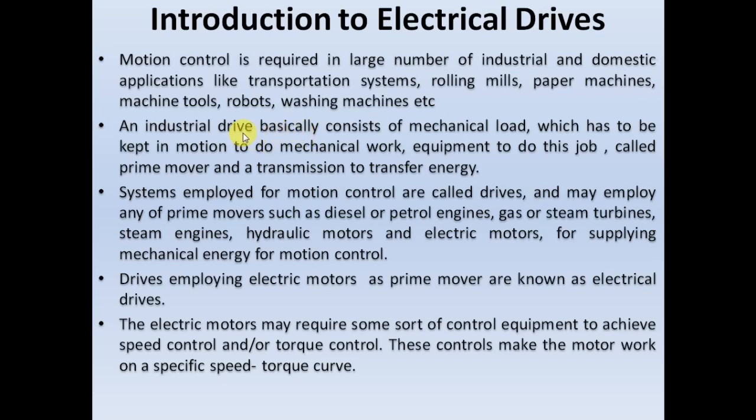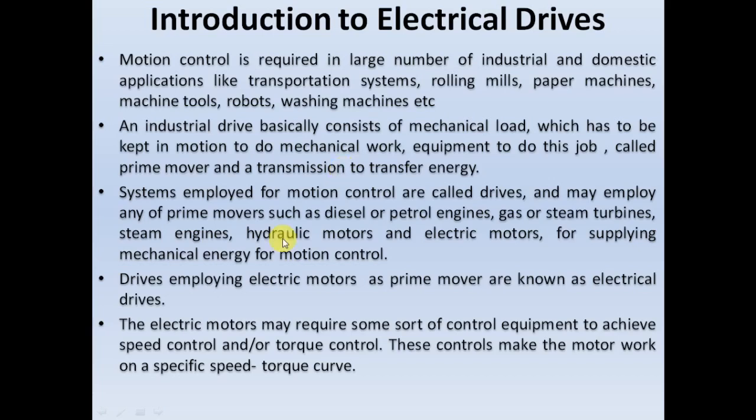Basically, an industrial drive will consist of a mechanical load. This mechanical load is kept in motion to do a particular task. The device which is required to do this task is said to be the prime mover, and the connection between this prime mover and the mechanical load is achieved by using a transmission system. So this is the basic structure of an industrial drive.